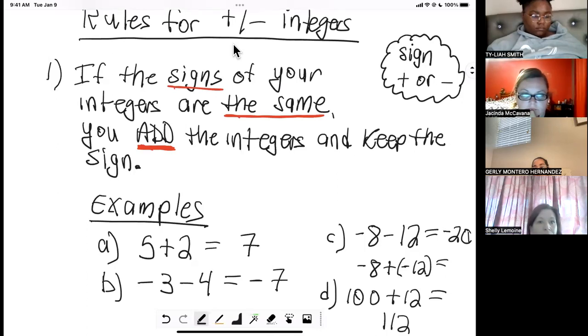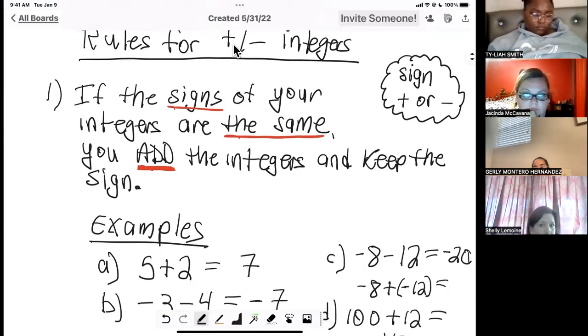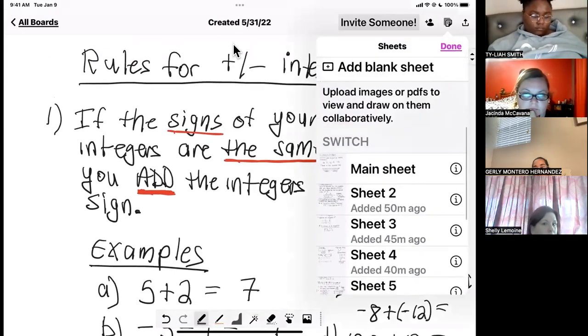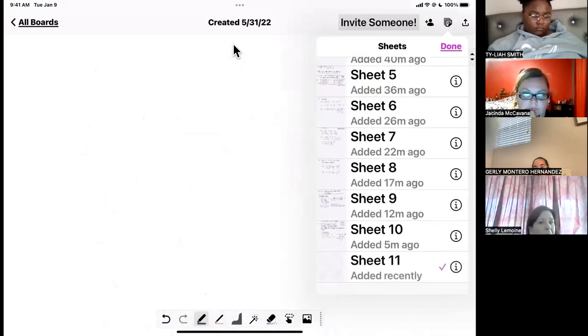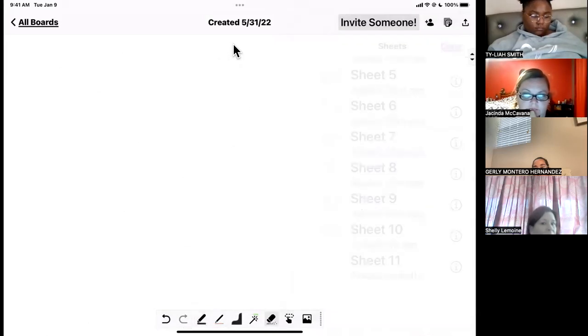Perfect. Okay, so now what do we do if the signs are different? That's when it gets a little hairy, but we're going to talk about that next. Any questions on that part? If the signs are the same, you add them, keep the sign. Okay, so number two rule.